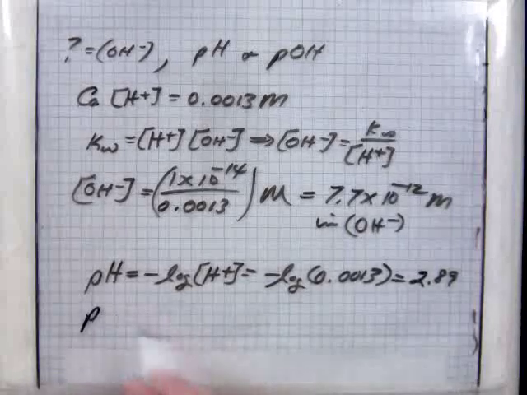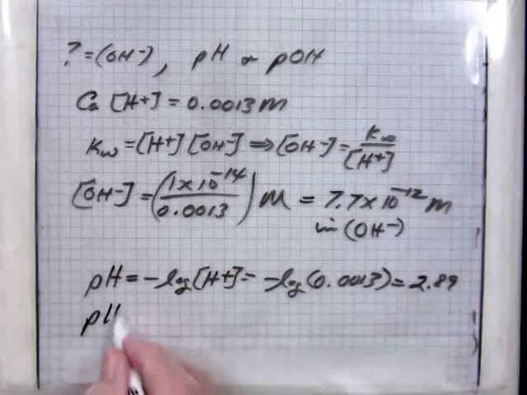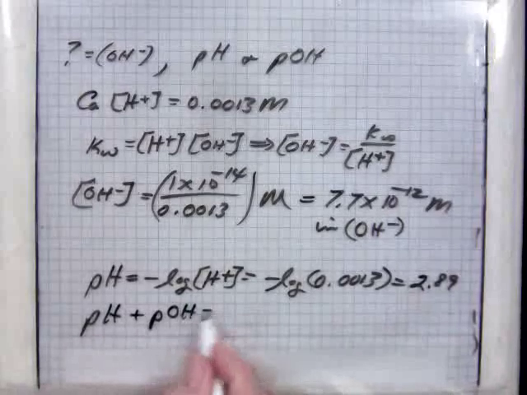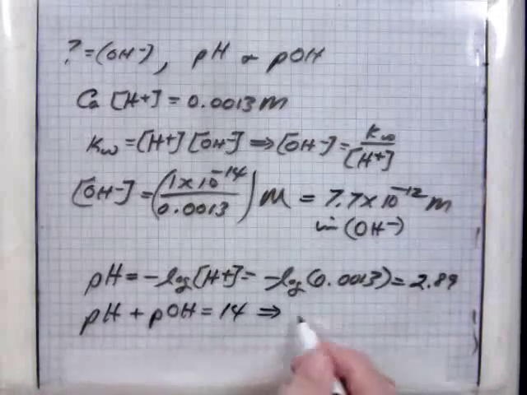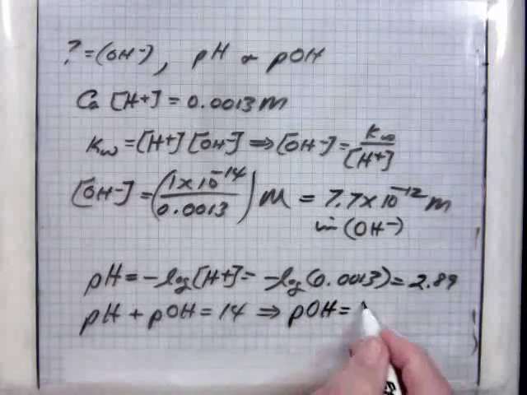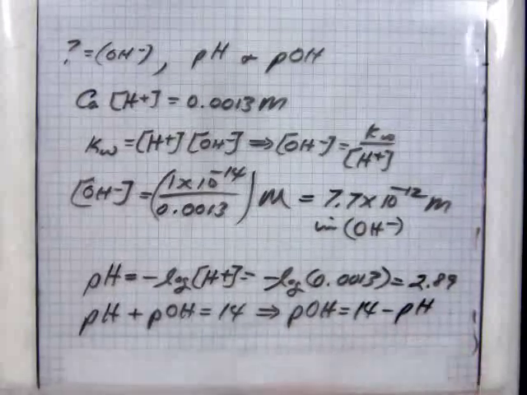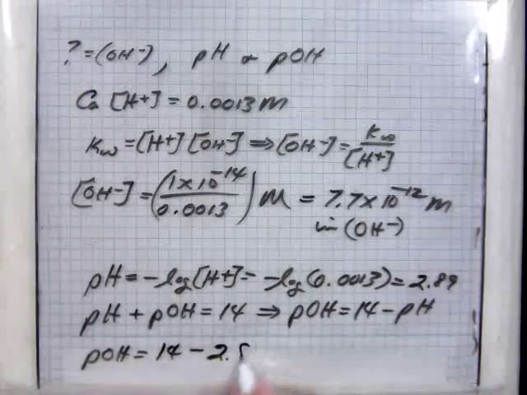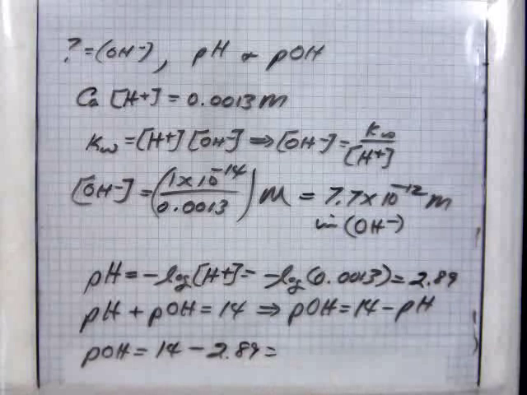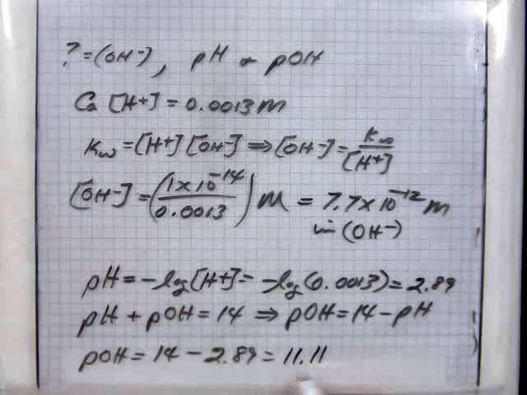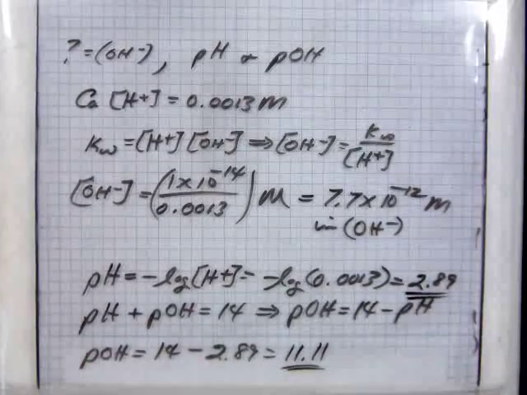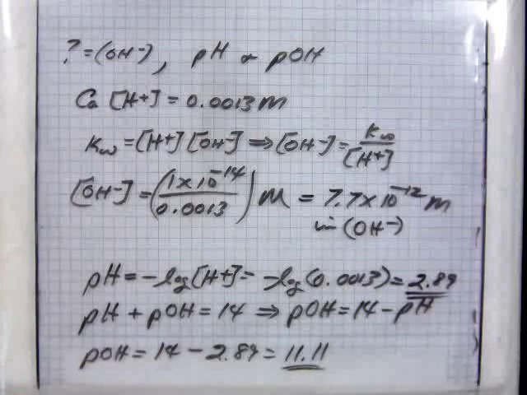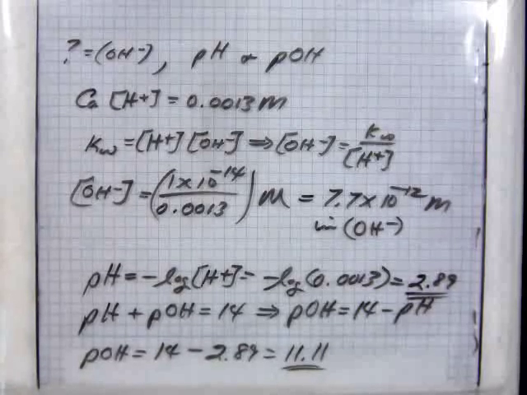Well, if you have the pH, remember that pH plus pOH always equals 14, and from that you can get the pOH to equal 14 minus the pH value. So pOH now is 14 minus 2.89, giving 11.11. And you can add these two together to see that you added or subtracted correctly, and it'll give you 14. So that's the essence of what you're facing right now.